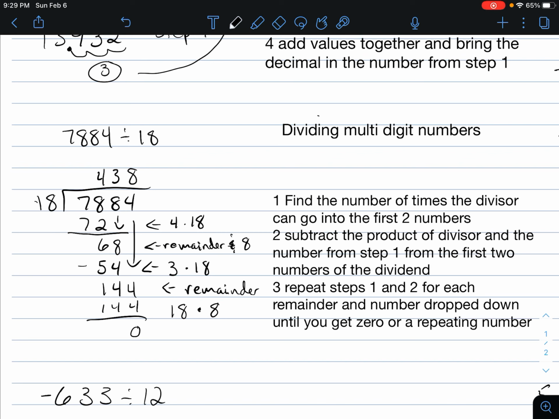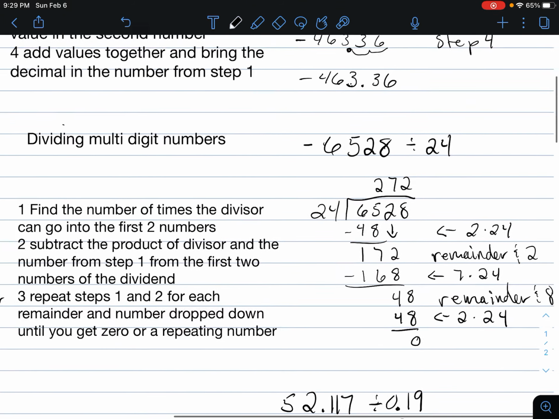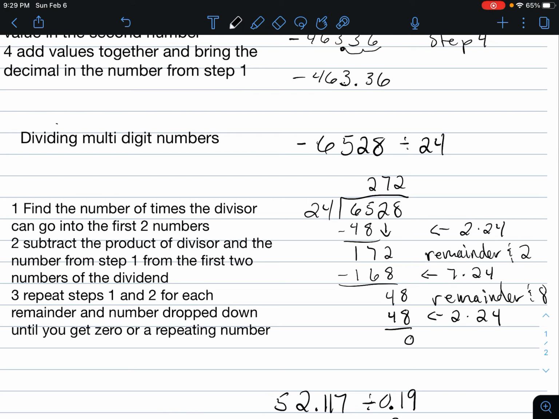Okay, and I've written them down here. You repeat steps 1 and 2 until you get a 0 or the last number starts repeating. Okay, so next one. Note it's a negative divided by a positive, so the outcome is going to be negative. I actually don't have that shown here, but add that negative sign. Once again, the first number is the dividend that goes under the bracket. The 24 is the divisor, so that goes out in front.